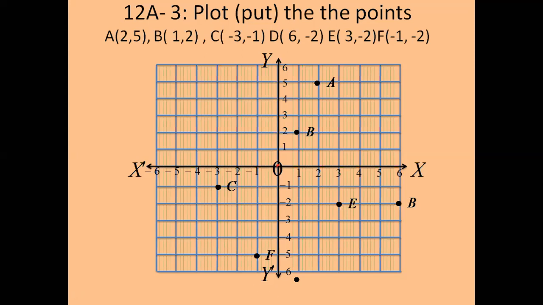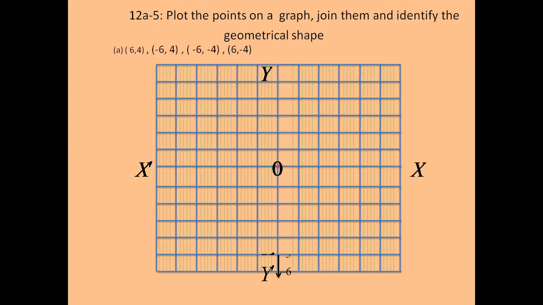Okay, the last one, number F, minus 1 comma minus 2. Minus x means left side, left hand side from the center with the x-axis, and minus 2 means down. So here minus 1 is here and minus 2. So I hope that you understood. If you don't understand, watch it again and again, then you will understand. Okay, and your number 4 will be the same maths, it will be homework.